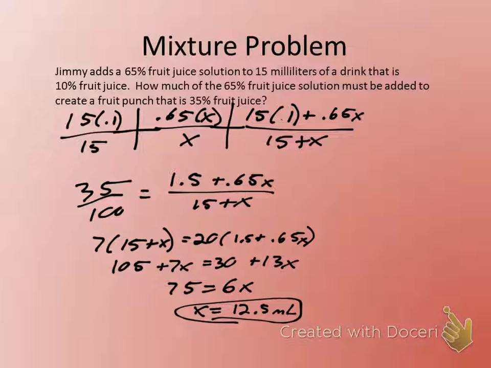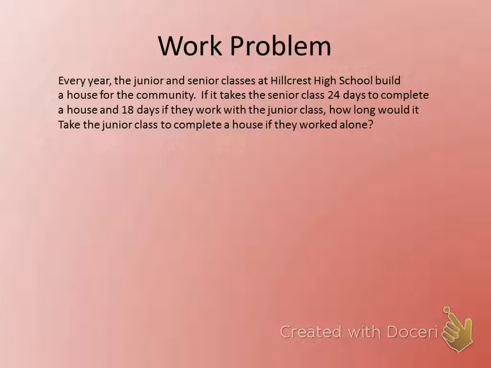So the last type of problem then turns into the work problem, and they always seem like they're the most confusing, but they're really kind of simple once you get it. So the first one here: every year, the junior and senior class at Hillcrest High School build a house for the community. If it takes the senior class 24 days to complete a house and 18 days if they work with a junior class, how long would it take the junior class to complete a house if they worked alone?